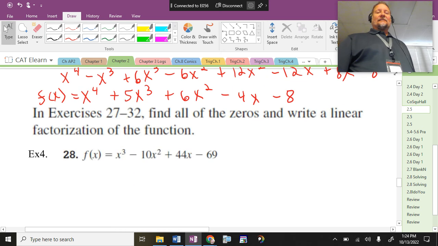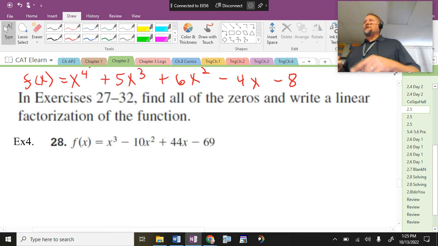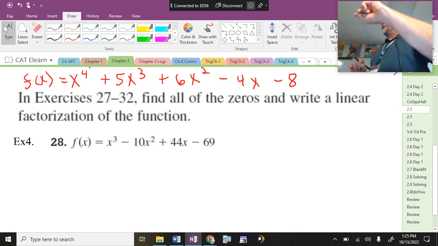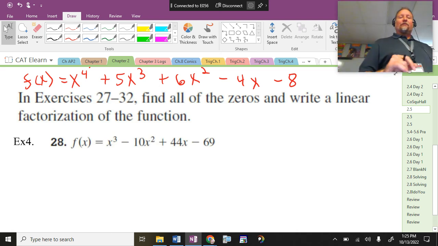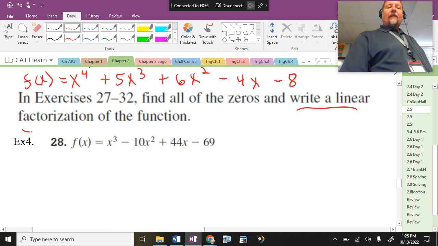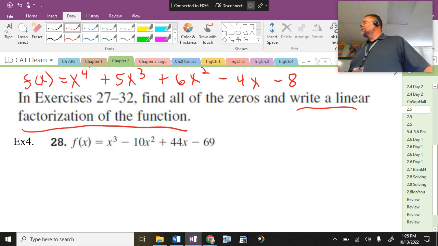Okay, now it's to the next phase. This is exactly like yesterday. Find all of the zeros. Yesterday you were given the zeros and had to find a polynomial. Now you have the polynomial, you've got to find the zeros. It's a complete reversal. And then write a linear factorization of the function. So basically you're going to write this in factored form after you find the zeros.